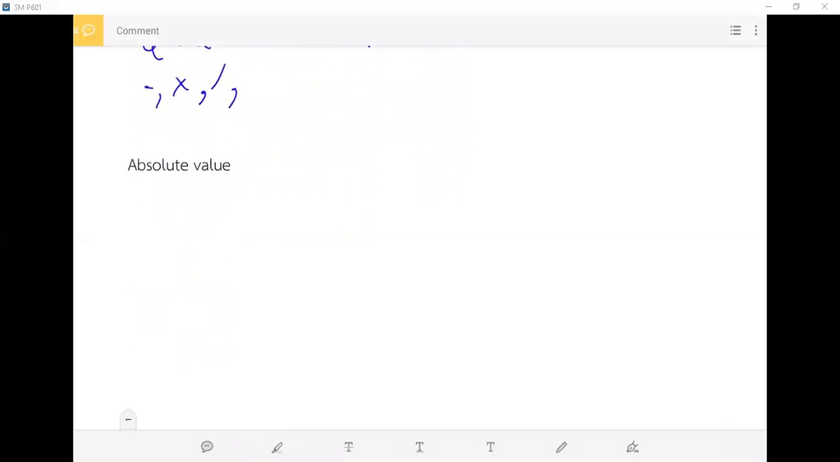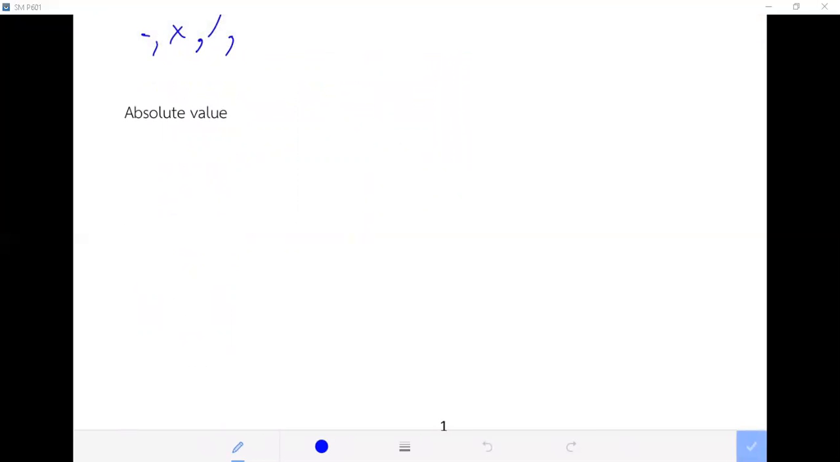Okay, so next I will ask you about absolute values. Absolute value is easy. Let's say you have absolute value of x, right? You can change it to x if your x is more than or equal to 0, and to negative x if your x is less than 0. Something like that. So this problem is quite easy.